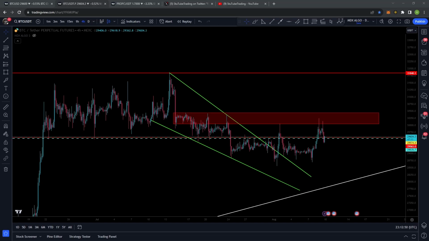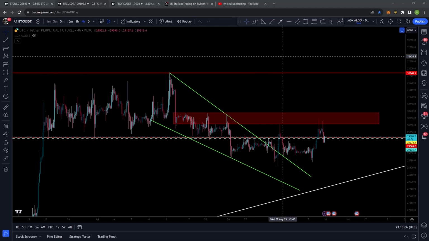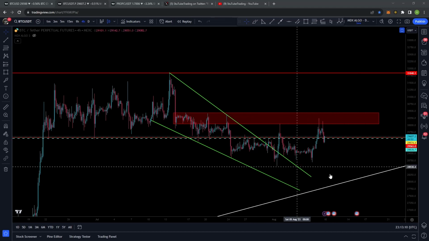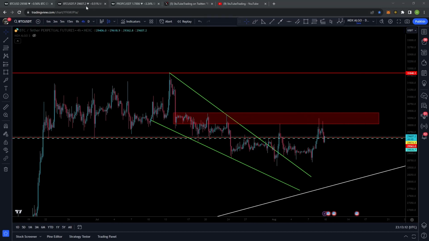Bitcoin has been seeing a little bit of volatility recently, so I figured it's a good time to take a look at some chart patterns, looking at wedges, looking at horizontal levels, see what the MDX ALGO indicators are saying, and so on. We'll take a look at several different time frames, and as always, hop over to the 1 minute and eventually check out some smaller time frame scalping here.